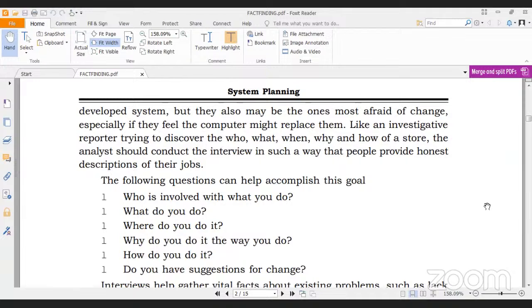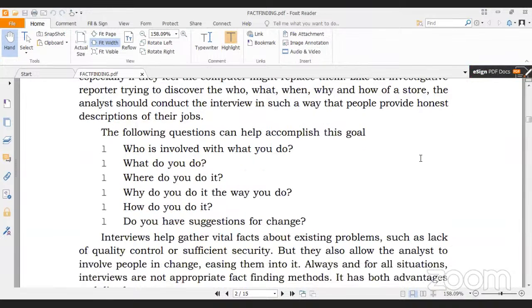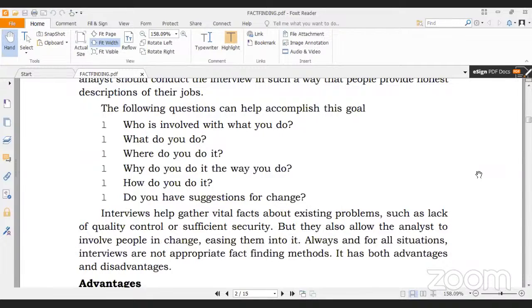Who is involved with what you do? What do you do? Where do you do it? How do you do it? The way you do it. Okay. Then, do you have any suggestions for change?